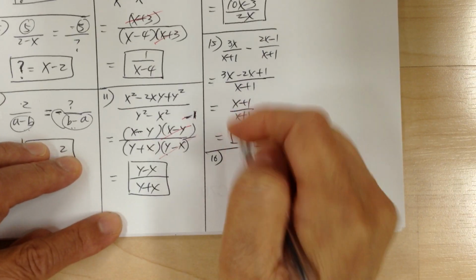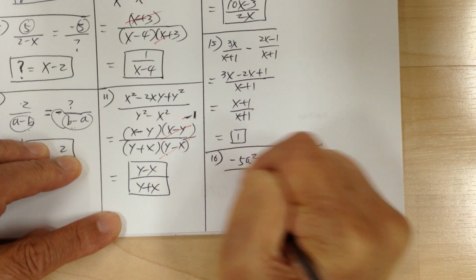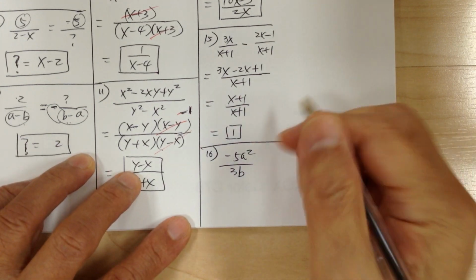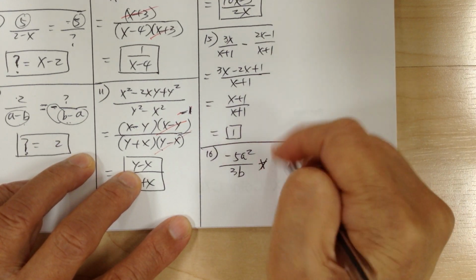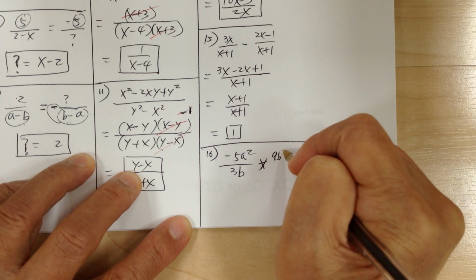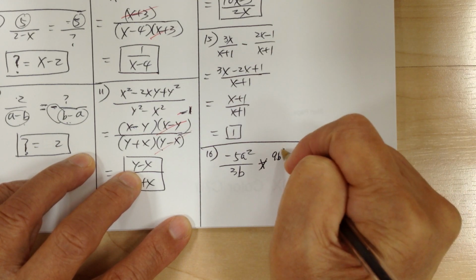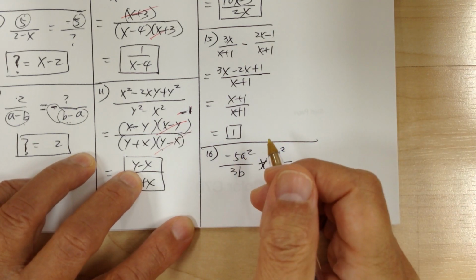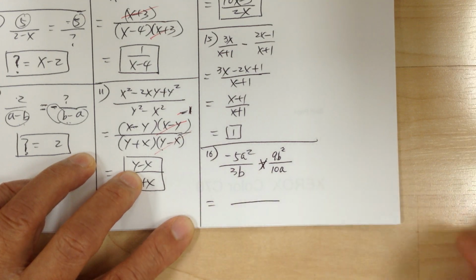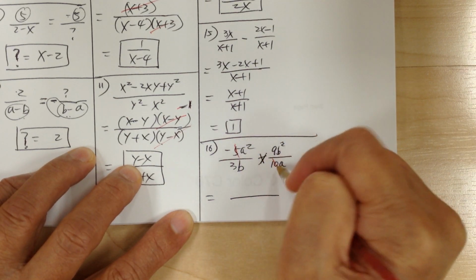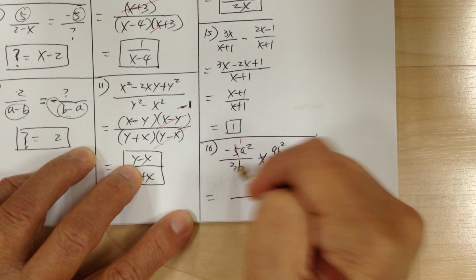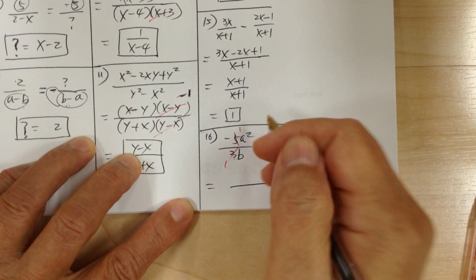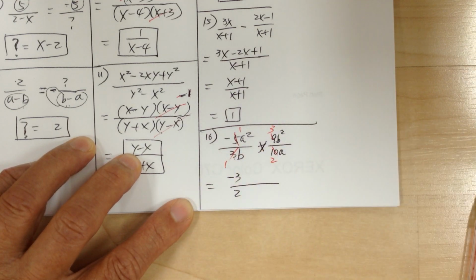Okay, number 16. You have negative 5a squared over 3b. Now it's a division, so I'm going to change it into multiplication, and I'm going to take the reciprocal of the second fraction. Okay, so now let's go ahead and cancel things out. So 5 and 10 can cancel into 1 and 2, and 3 and 9 can cancel into 1 and 3. I'm going to write down the number while it's still fresh on my mind, so it'd be negative 3 over 2.